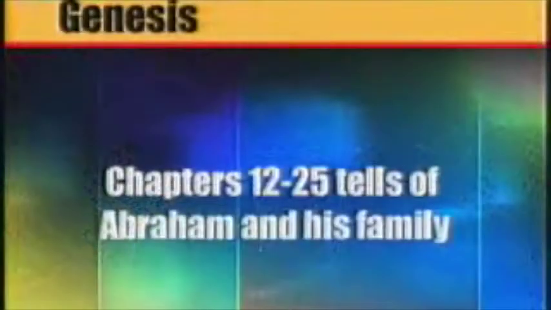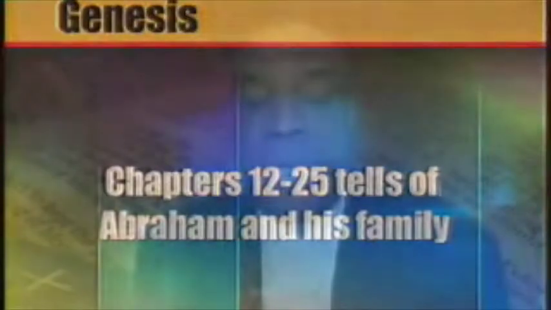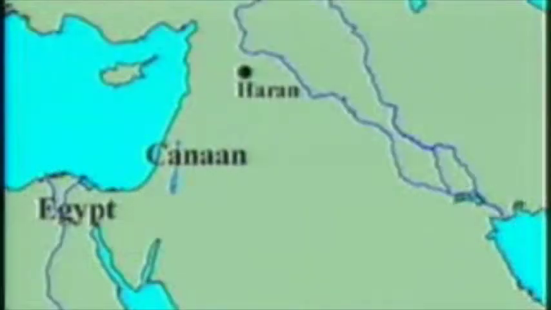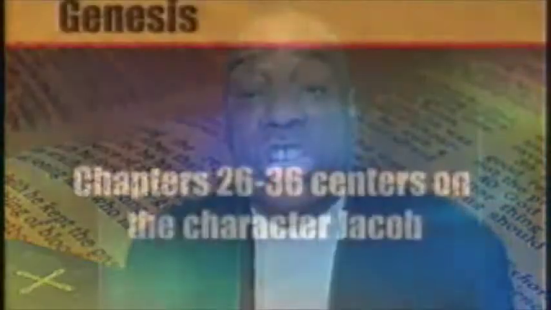Now, chapters 12 through 25 tell of Abraham and his family. Abraham received a promise that his descendants will become a great nation. Abraham's wife, Sarah, is barren, so he fathers a son, Ishmael, through Sarah's handmaiden, Hagar. In his old age, God tests Abraham by asking him to sacrifice his son Isaac, which he is willing to do, but God provides a ram in the bulrush. Isaac marries Rebekah, who bears Jacob and Esau.